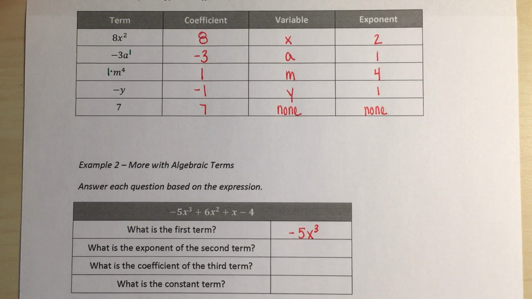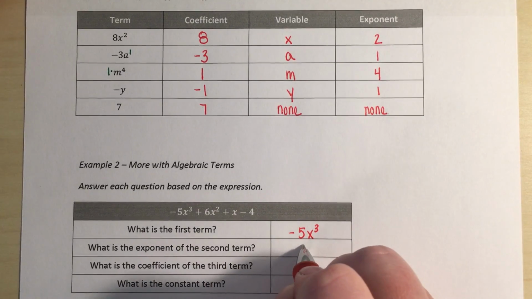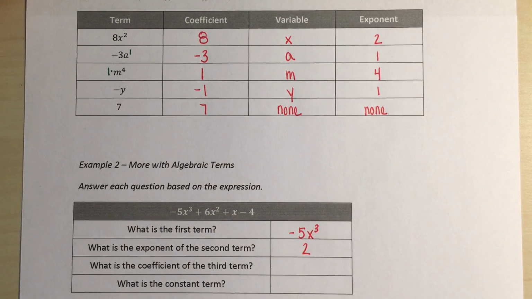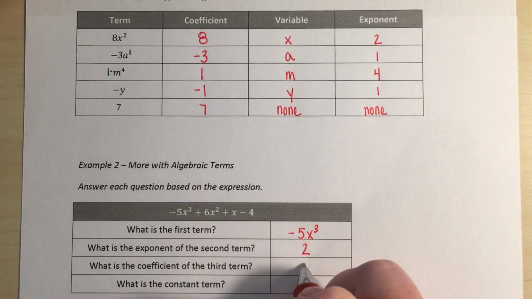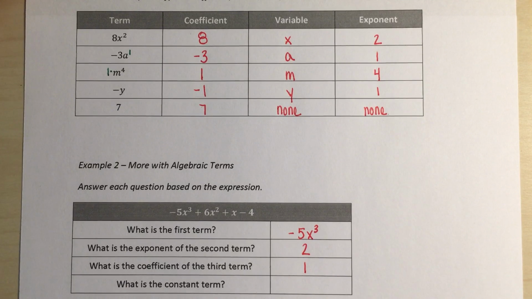What is the exponent on the second term? Right? Well, our second term is this x squared. Our exponent is 2. What is our coefficient of the third term? Well, our third term is x. In front of that x, there's an invisible 1.